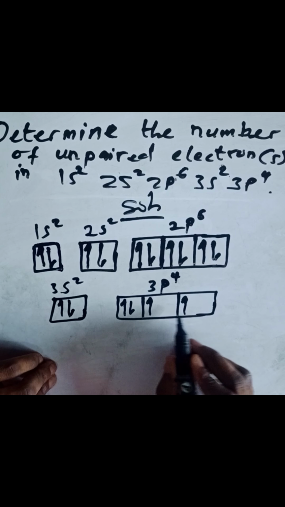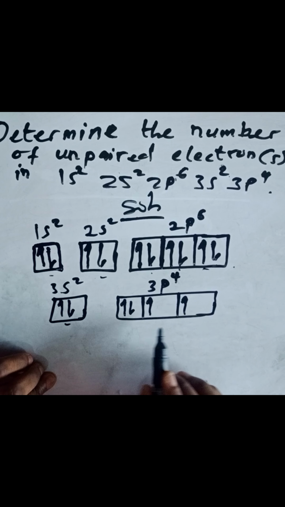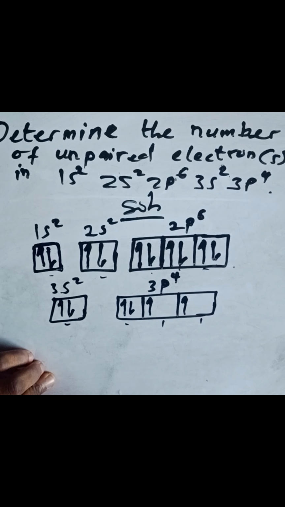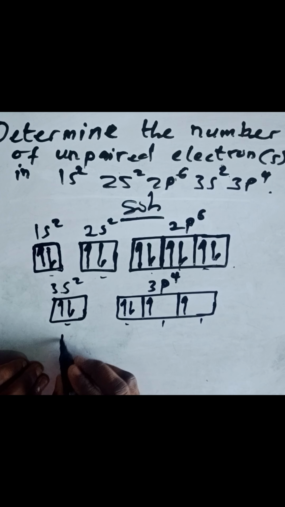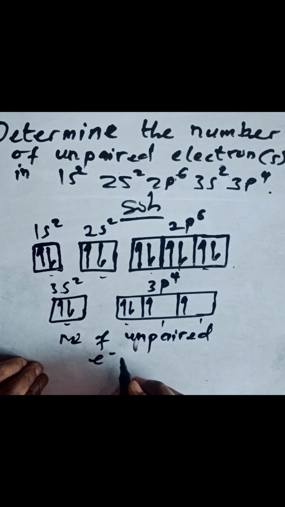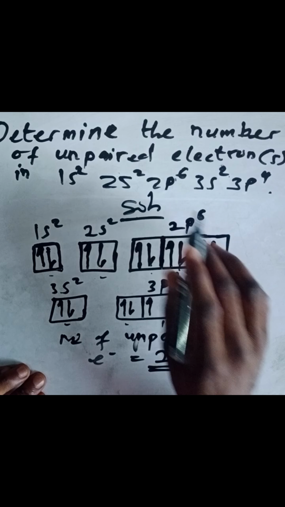Now, if you look at this configuration, what can you see? You see that this one is paired up, this one is paired up, all these are paired up. This one too is paired, this one is paired. And how many of these orbitals are not paired? These and these, making 2, right? So the number of unpaired electrons is equal to 1 plus 1, which is 2. So we have 2 unpaired electrons in this particular chemical species.